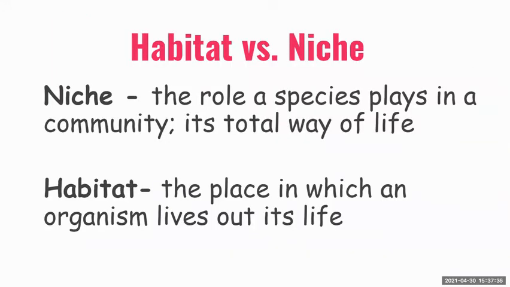Alrighty, next up is the difference between habitat and niche. These words are sometimes used interchangeably, but they do mean different things. So a niche is a role that the species plays in their community. It's its total way of life. We'll talk about what that means in a second. It's kind of like, do they produce the energy? Do they eat other organisms? Are they the predator? Are they the prey? What is their specific role in their community?